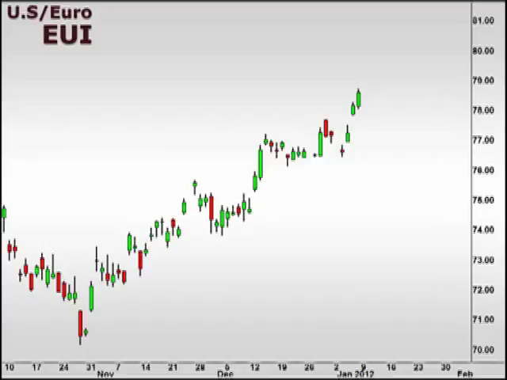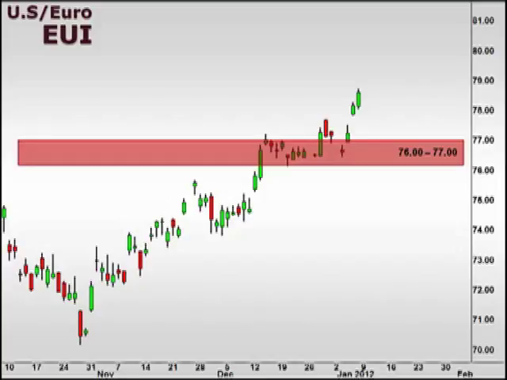Let's take a look at the EUI, the US dollar versus the euro. Well, the EUI continues to trend strongly to the upside as the fate of the euro looks bleak. 76.77 represented a significant bigger picture resistance level, which now assumes the role of support. While we may see a pullback to test this level, we suspect the uptrend to continue with the 80-81 focal zone as the next upside target.